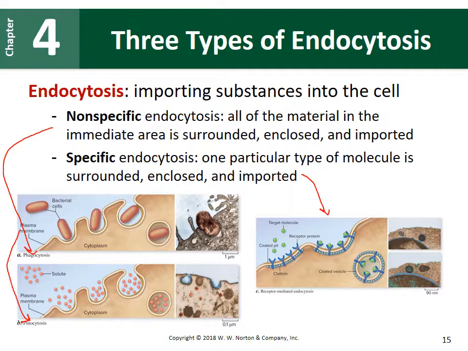An example of this is receptor-mediated endocytosis. So on the outside of the plasma membrane, the cell will have receptors that will grab that specific target molecule. Once that target molecule is attached to the receptors, that plasma membrane will fold in and create a vesicle, and it will bring that molecule into the cell.